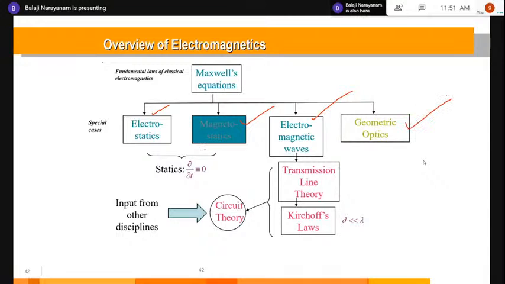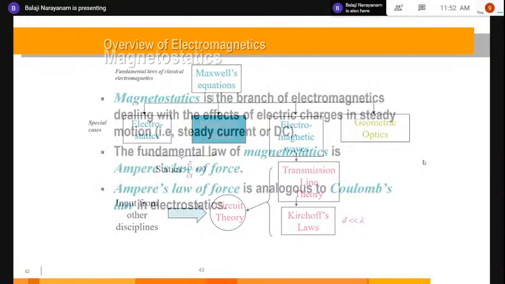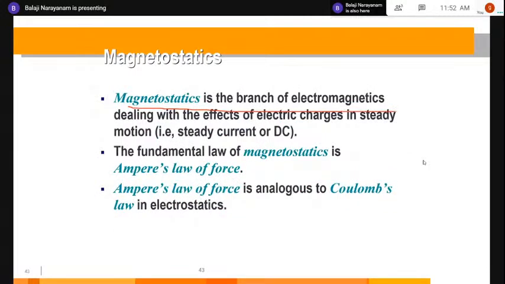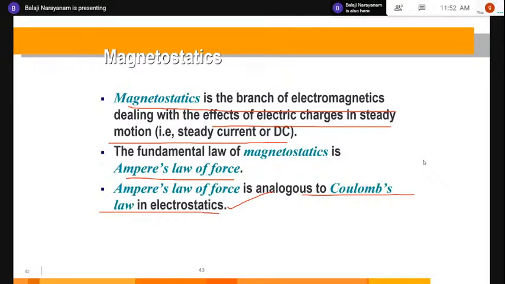Now we are interested in this particular portion. We are doing a detailed analysis of magnetostatics. Magnetostatics is the branch of electromagnetics dealing with the effect of electric charge in steady motion. The fundamental law of magnetostatics is Ampere's law of force, which is analogous to Coulomb's law in electrostatics. So what are the analogous quantities? Coulomb's law is analogous to Ampere's law of force in magnetostatics.